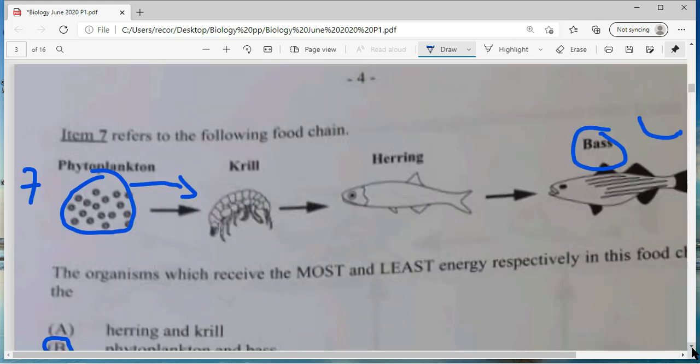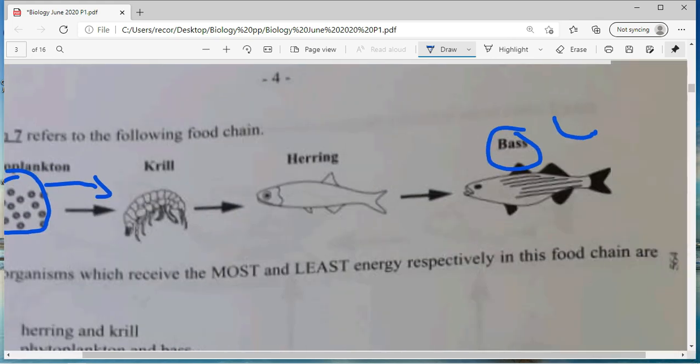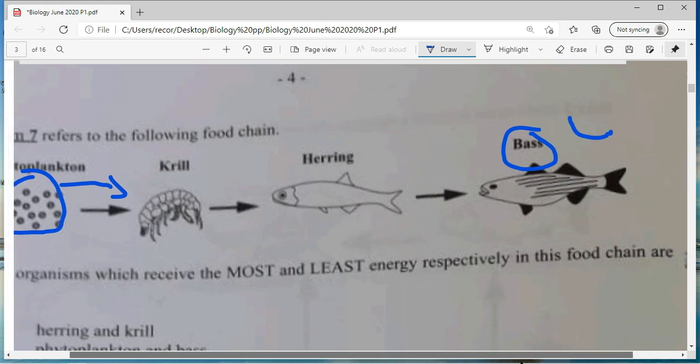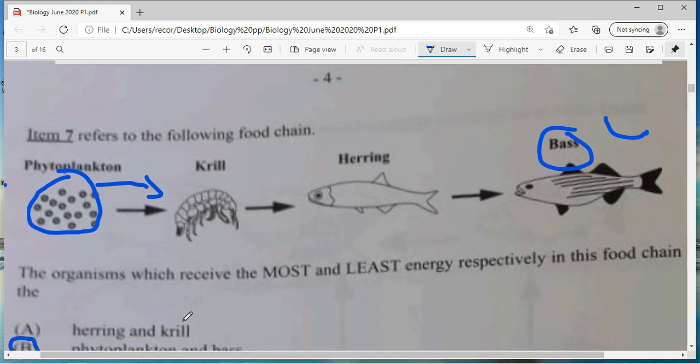We're moving on to question 7, and it shows pretty much a food chain. I did do some work on this. I've been having some problem with the system, so I've been doing some work and voicing over. We have the phytoplankton there being the producer. As we move along the food chain, a whole lot of things happen. The organism which receive most and least energy respectively in the food chain. Okay, let me just explain that.